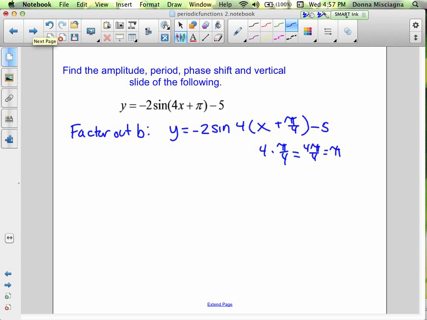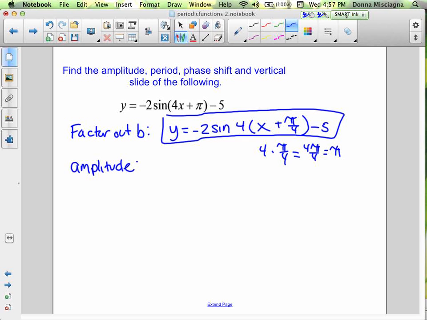All right? So this is our equation here with the b already factored out. Okay? So now let's identify all of our important parts. All right? So let's identify our amplitude. Now our amplitude comes right in front of our function, but it doesn't include the negative. It's the absolute value. So it's going to be the absolute value of -2, or just 2. This particular graph is also reflected across the x-axis.